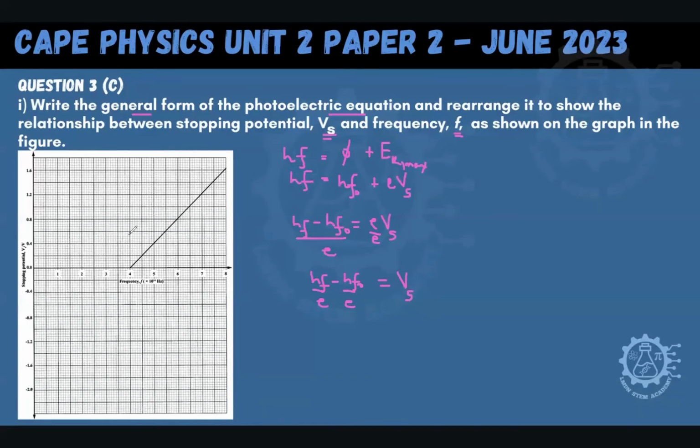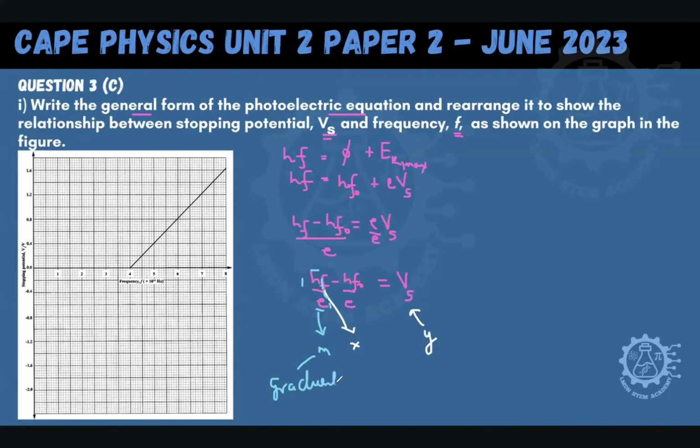Okay, so what was Vs? Vs was on our Y, right? So we can say that this is my Y variable. F is on my X, so the f itself is my X. And when we're linearizing these equations, you know that the thing that's beside the X is generally your m. So that's your m, which is your gradient.